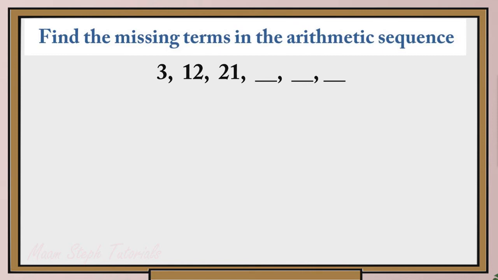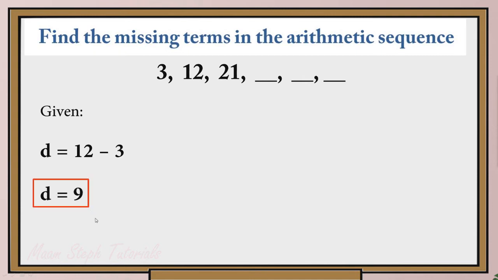So, from the problem, let's first identify yung mga given na pwede nating magamit. So, ang given natin sa problem ay itong tatlong magkasunod na terms. And to get the common difference, we need to choose any term, kahit alin dyan sa tatlo, and then subtract that to the next term. Kaya naman, to get the common difference, 12 minus 3, so the common difference is 9.